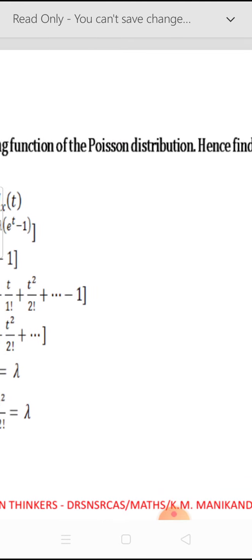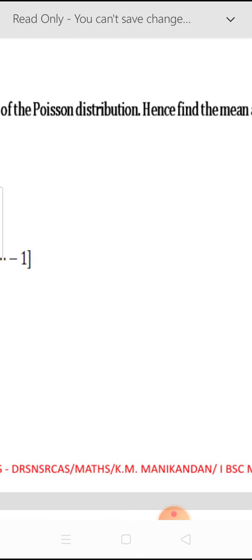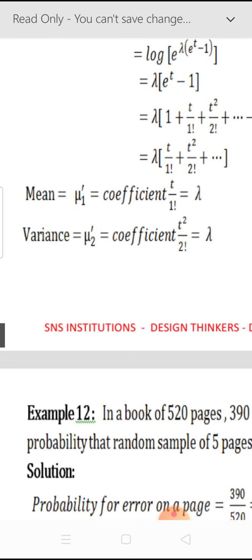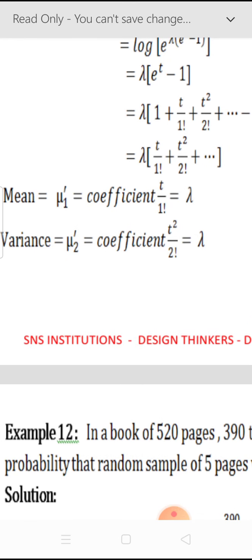So now here, hence find the mean and variance, they are asking. We know that mean equals mu1 dash, which is the coefficient of t by 1 factorial. So from the above result the coefficient of t by 1 factorial is lambda and the coefficient of t square by 2 factorial is again lambda. So therefore in a Poisson distribution we know that mean and variance are equal. Therefore mean mu1 dash is equal to lambda, and variance mu2 dash, which is the coefficient of t square by 2 factorial, is also equal to lambda.